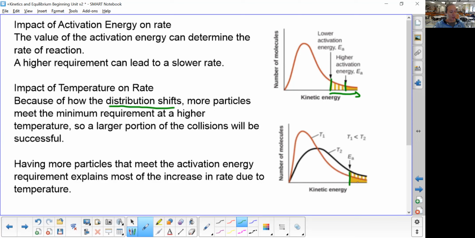So the orange or the solid color here represents the temperature 1, but you can see if you increase the temperature, the areas under those curves is about 2 times when you increase it by 10 degrees. That's what this one is trying to show. So if you have more particles that meet the minimum activation energy, that's how you get the increase in rate.